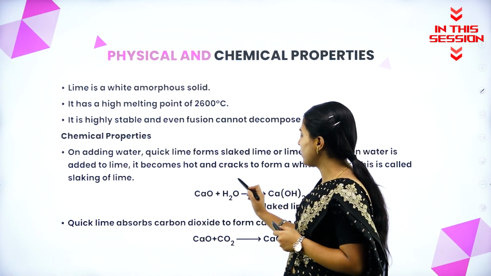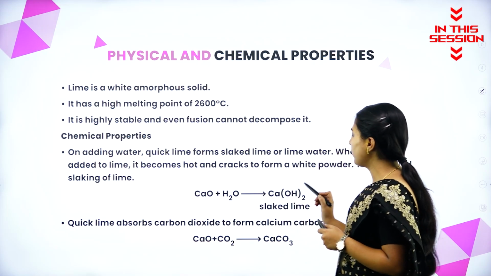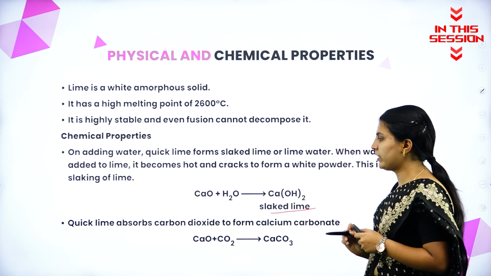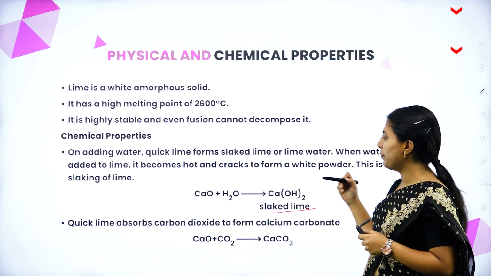When calcium oxide is treated with water, it will form calcium hydroxide. That will be called slaked lime. How will it be formed? By this reaction.